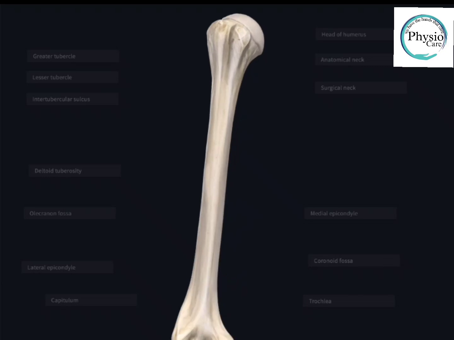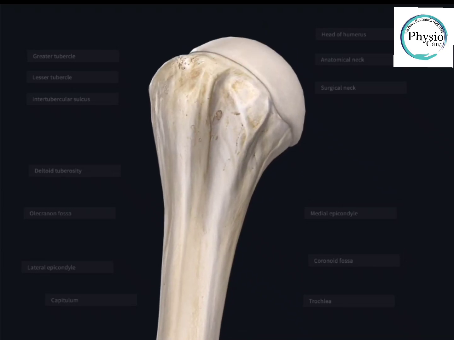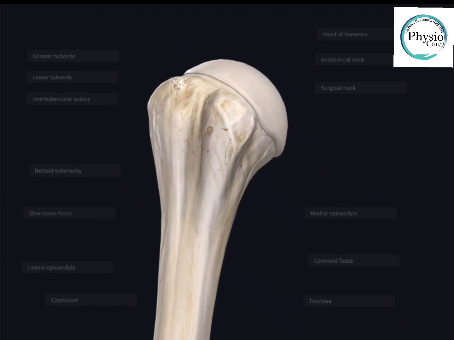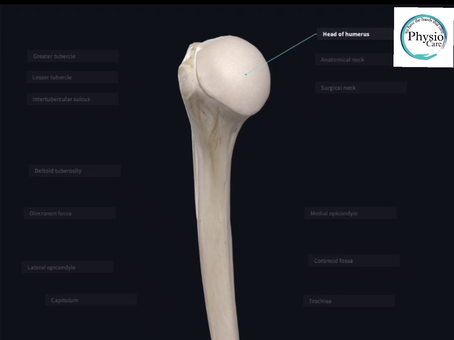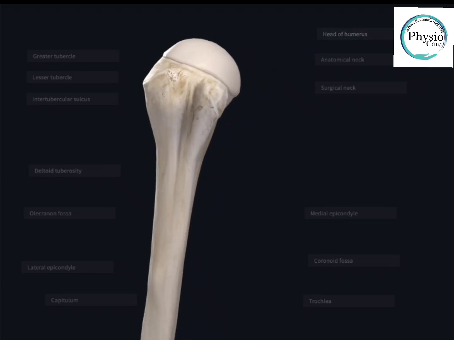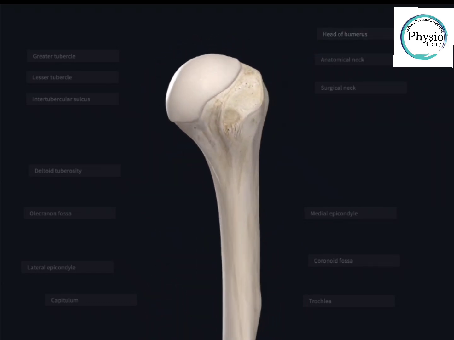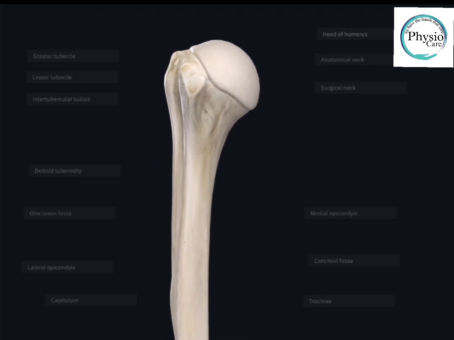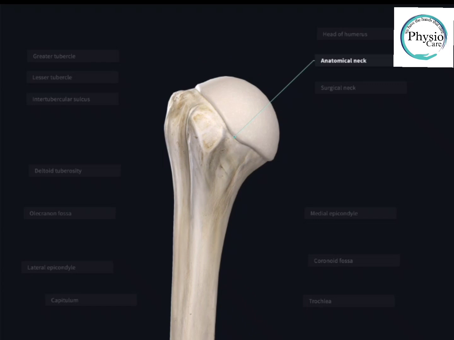Let's start by examining the proximal end. On the top here, you see this rounded surface. This is the head of the humerus, and this is actually what articulates into the glenoid cavity that we saw on the scapula. Just beneath this, we have the anatomical neck, and this is this inscribed area here, just deep to the head. This is where the glenohumeral joint capsule actually attaches.